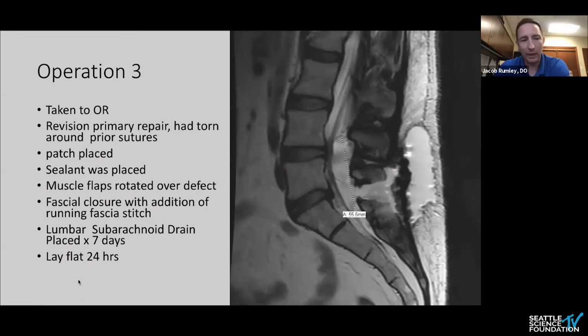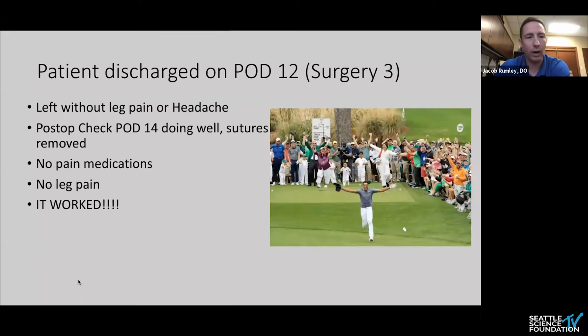So we did a revision repair with suture, placed a collagen patch, placed sealant or fibrin glue over that, and rotated muscle flaps down into the defect to try to tamponade that area and provide compression. We placed a lumbar drain and left it in place for 7 days, as I previously stated would be a good idea. Fortunately, we followed that recommendation and kept her laying flat for 24 hours.